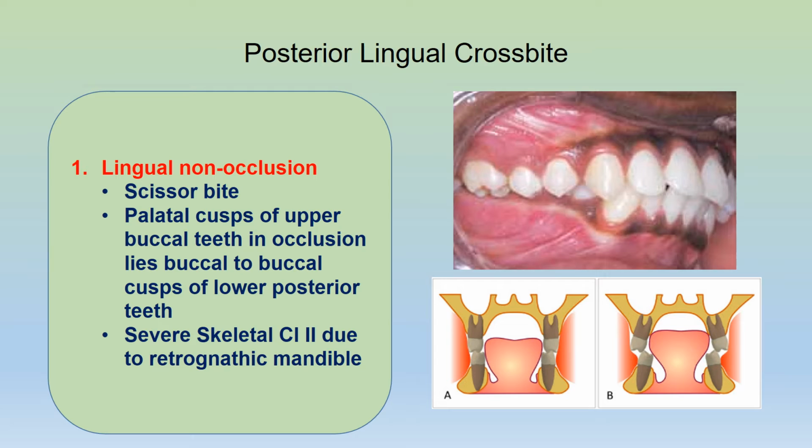Lingual non-occlusion is also known as a scissor bite, whereby the palatal cusp of the upper buccal teeth in occlusion lies buccal to the buccal cusp of the lower posterior teeth. Now this is usually due to severe skeletal class 2 due to a retrognathic mandible.